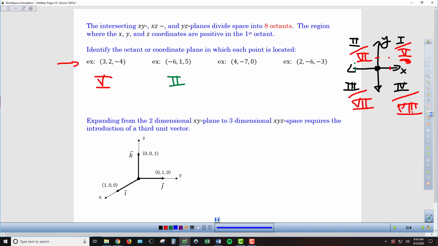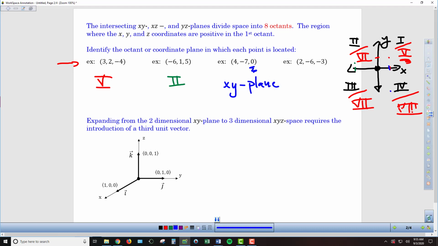For the next one, let's shift to blue here. So we've got 4 for an x coordinate. So again, we'll estimate that as being over here. Negative 7 for a y coordinate. So that puts us this way. And then we have 0 for a z coordinate. So we're not moving either up or down off of the xy coordinate plane. So in this case, we're not in an octant, we are on the xy plane.